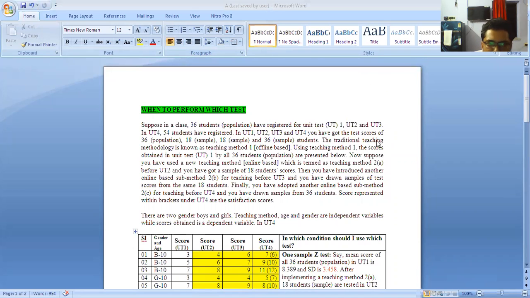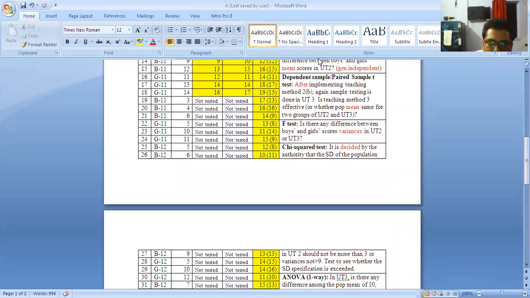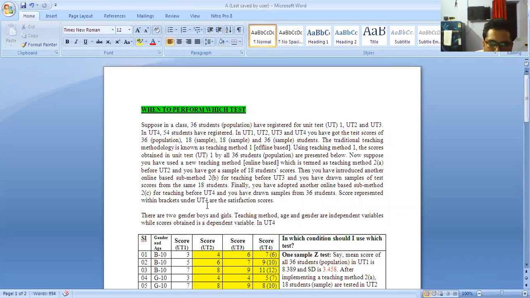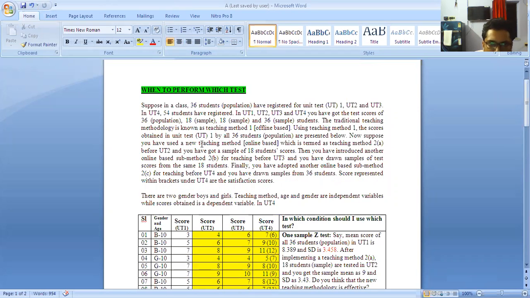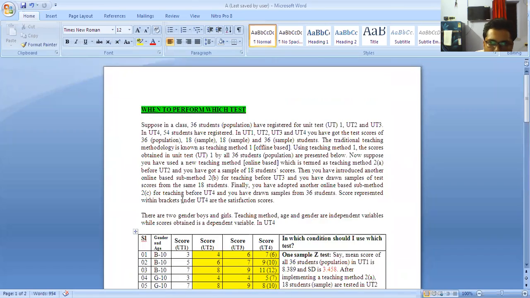The traditional teaching methodology is known as teaching method 1, which is offline based. So the traditional teaching method you used before unit test 1 is offline based. Then the scores obtained in unit test 1 by all 36 students, or the population, are presented below.